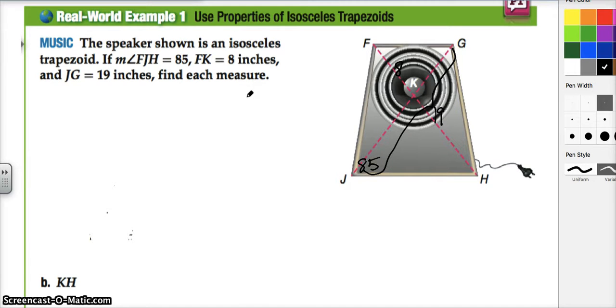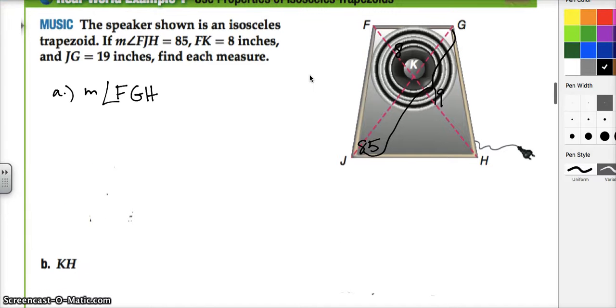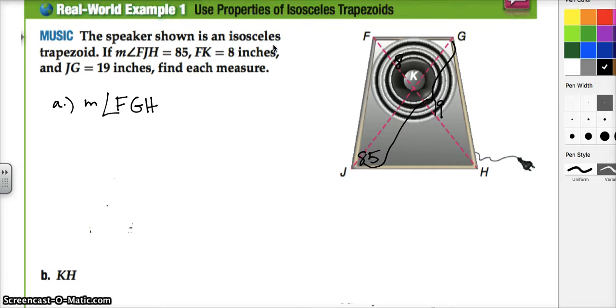Find each measure. So the first measure that we are supposed to find, I think I may have inadvertently deleted that. Let me go back real quick. One moment. Okay, I figured it out. We're supposed to find the measure of angle FGH, given all this information. All right, so what I understand here is that if we are dealing with an isosceles trapezoid, there's some information that we can take for granted.